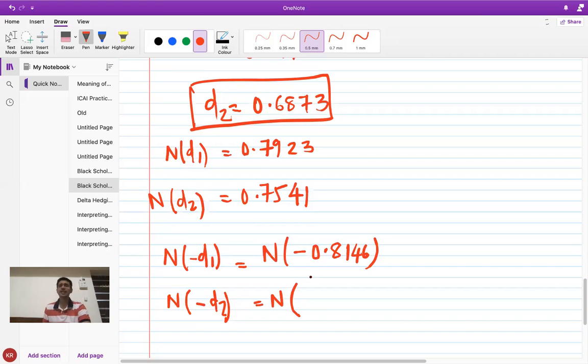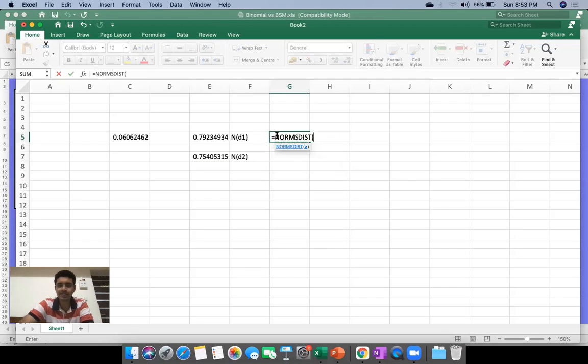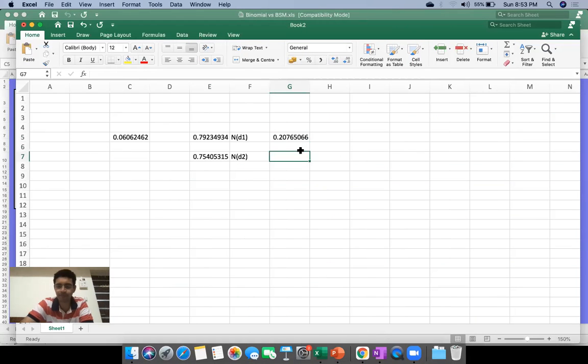And N of minus D2 is nothing but N of minus 0.6873. Because the D2 value was 0.6873, minus D2 is nothing but minus 0.6873. Okay, let us solve it using Excel. NORM.S.DIST of minus 0.8146, agreed? Minus 0.8146, and this one is minus 0.6873.